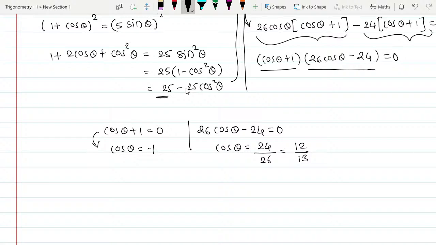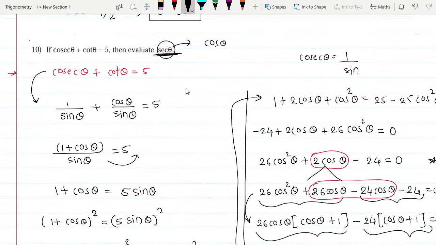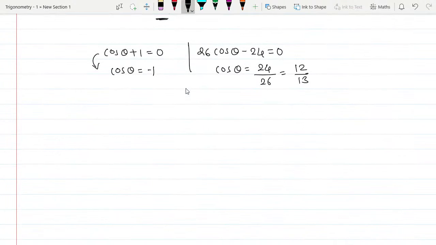Now tell me, when cos of theta is equal to -1, at what angle is cos theta -1? See, eventually you want to find out the value of sec theta. If I take cos of theta equal to -1, at what point does cos theta become -1?